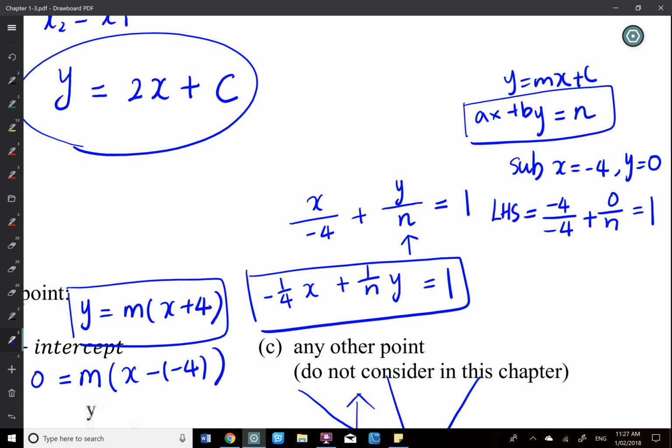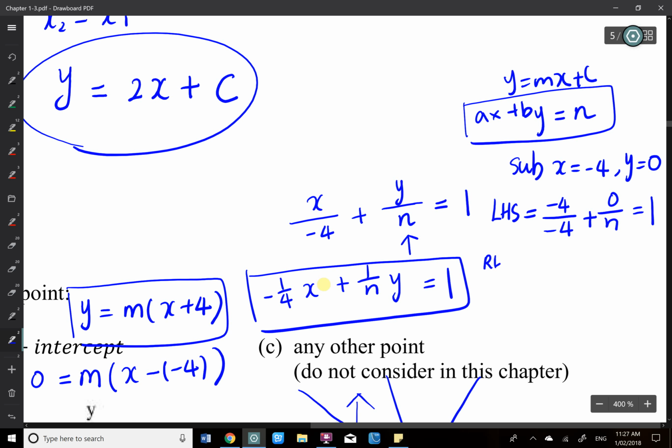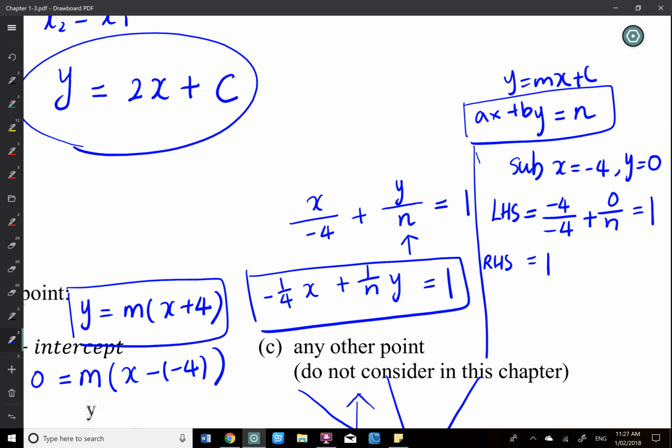0, 1, 1.5, all good. So we put in the left hand side. On the left hand side, I put -4, 0 in. I got 1. So what's my right hand side? My right hand side always equals 1. Which means -4, 0 can always be put onto this equation, regardless of what the value of n is.